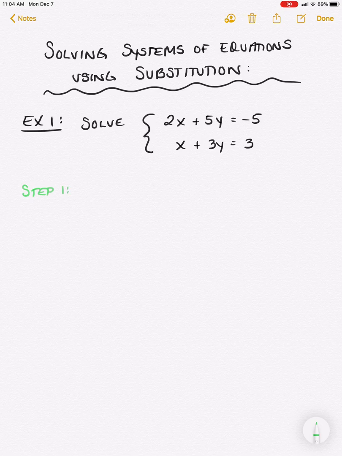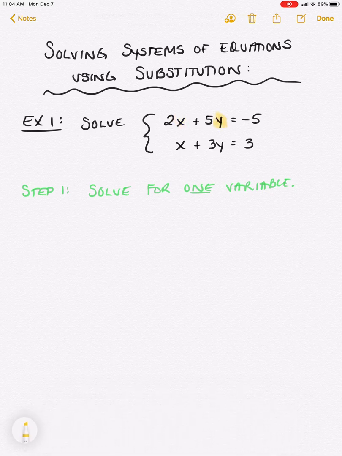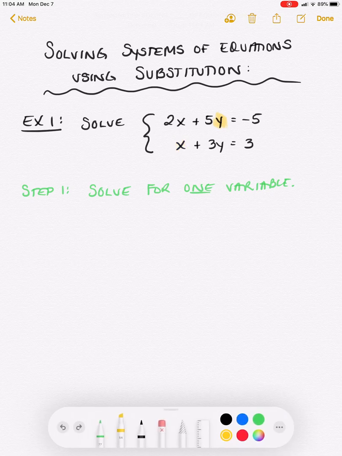So step number one, what you're going to do is you're going to solve for a variable. Now you can solve for any variable you want, whether it's the x or the y in the first equation or the x or the y in the second equation. So we are going to solve for one variable, which means we have a choice. Okay, I can solve for this x, I could solve for this y, I could solve for this x, or I could solve for this y.